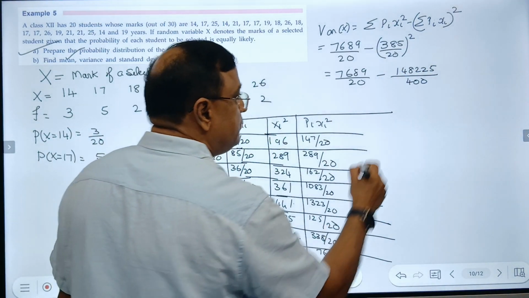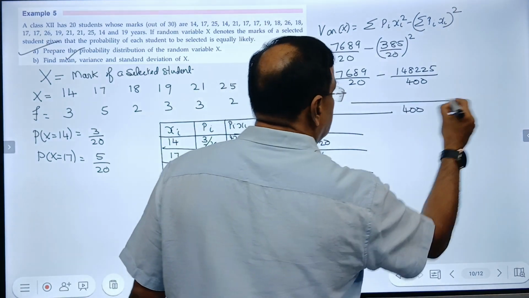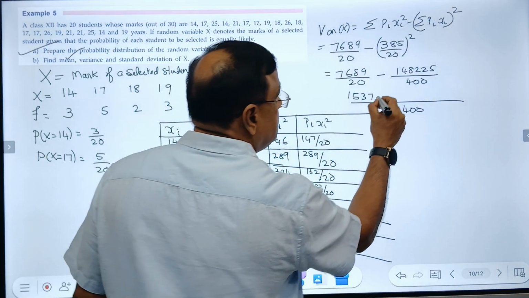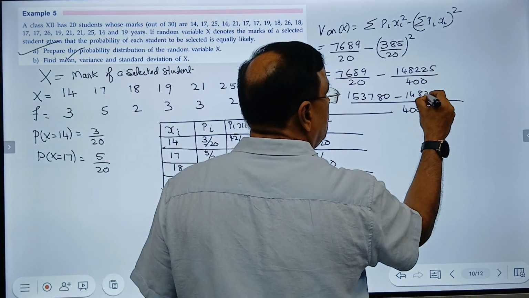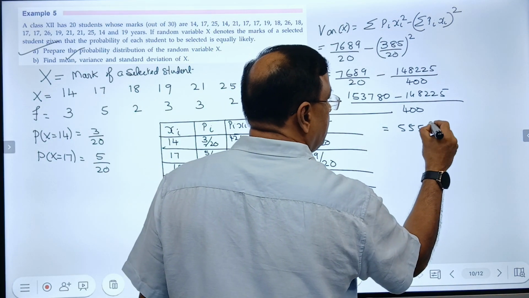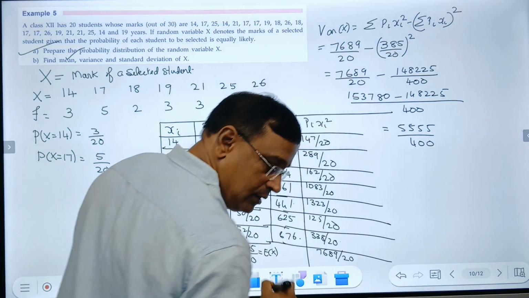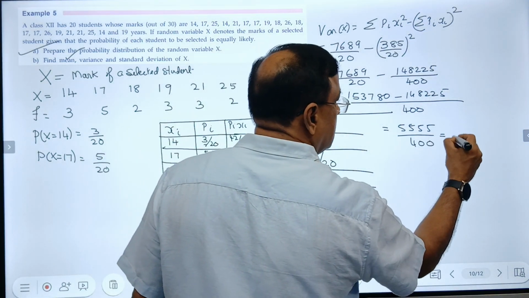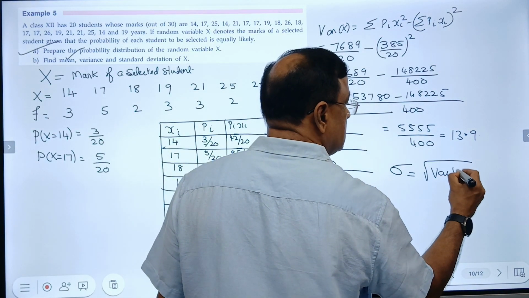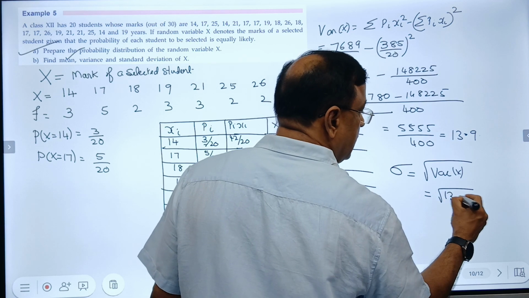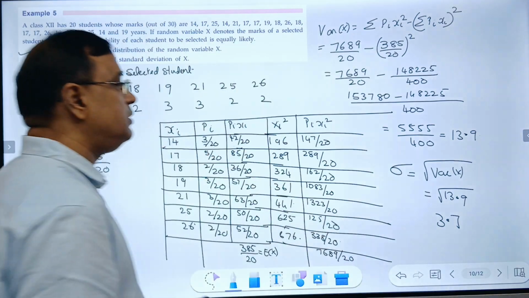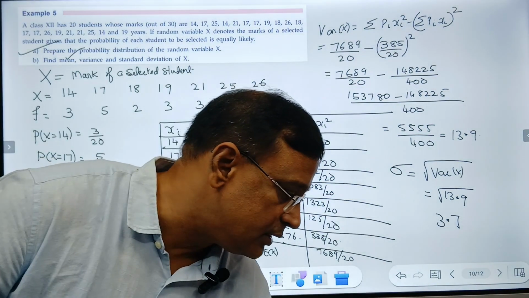On taking LCM, 400 is the LCM. I have multiplied and kept. So this is 153,780 minus 148,225. When we subtract this, I get 5555 by 400, which is roughly 13.9. So standard deviation will be the square root of variance of X, which is the square root of 13.9, which happens to be 3.7. It's only calculation and it is a little tedious. Otherwise, I don't think it's anywhere difficult.